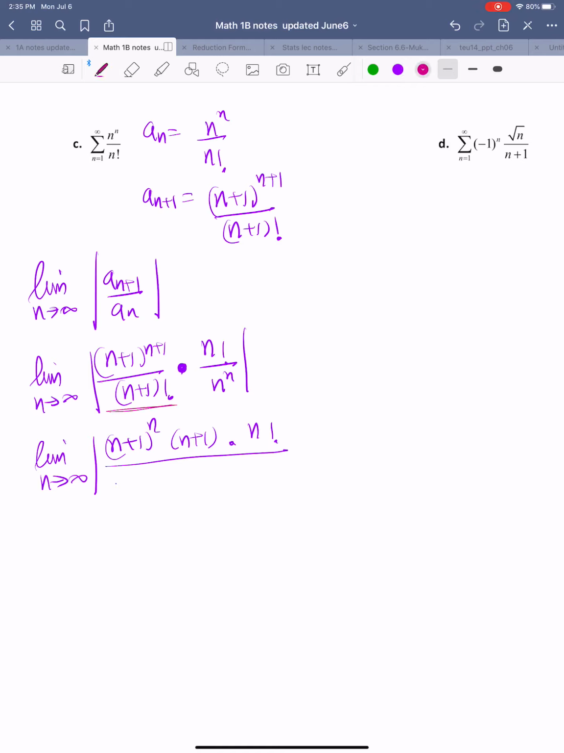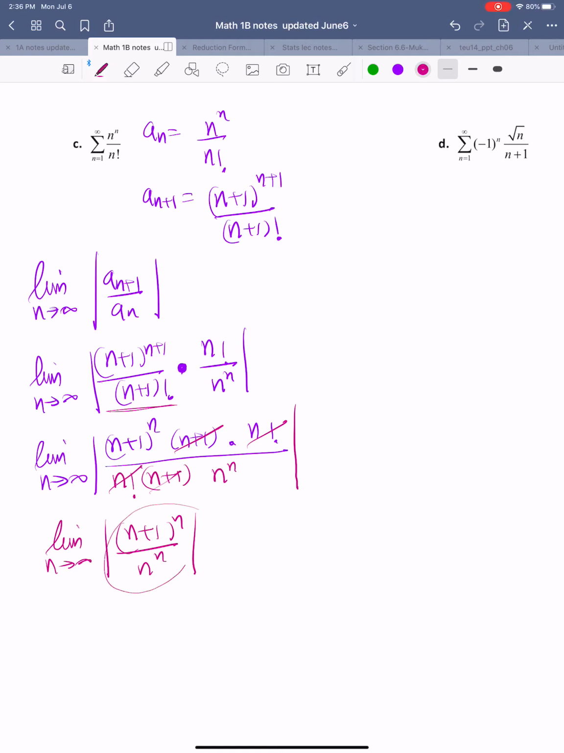If I break n plus 1 factorial, I can write it as n factorial times n plus 1. And then we have n to the power n. So the n plus 1 cancels between top and bottom. N factorial cancels between top and bottom. Let us see what we are left with: n plus 1 to the power n over n to the power n.